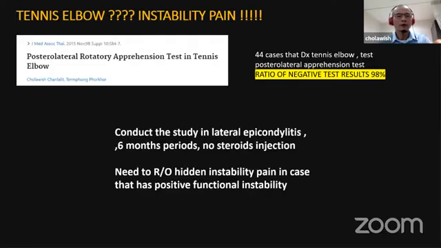The first step, I conducted a study about the functional instability test in tennis elbow. We found that 98% showed a negative result. So this suggests that if we find any positive functional instability test, such as a posterolateral apprehension test, you should look for hidden instability pain inside.